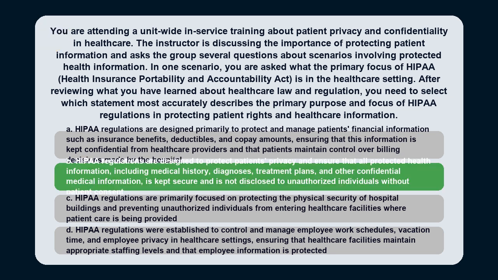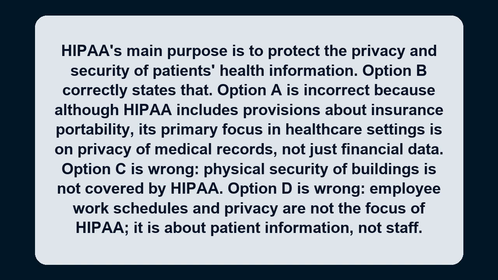The answer is B. HIPAA's main purpose is to protect the privacy and security of patients' health information. Option B correctly states that. Option A is incorrect because although HIPAA includes provisions about insurance portability, its primary focus in healthcare settings is on privacy of medical records, not just financial data. Option C is wrong. Physical security of buildings is not covered by HIPAA. Option D is wrong. Employee work schedules and privacy are not the focus of HIPAA. It is about patient information, not staff.